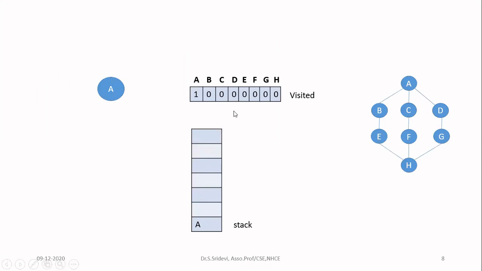Now let us consider the example. So this is a graph given to us. We have to find the DFS of this particular graph. So first they will give you the source node. If nothing is given to you, you can start with any node as a source node. Now let me assume that the source node is given as A. So I have to start my search only with A.